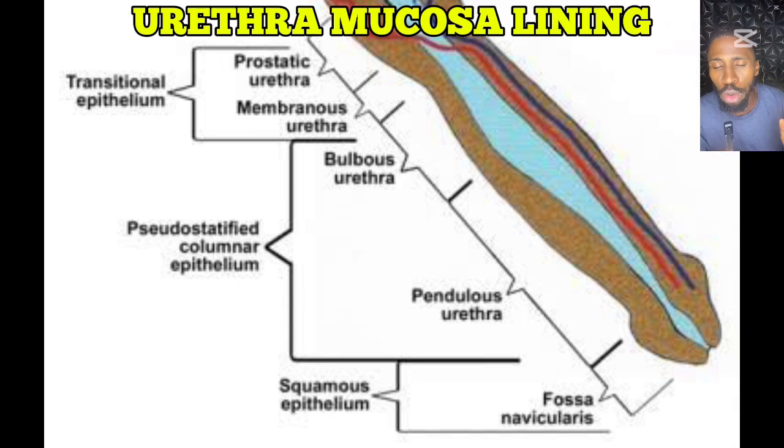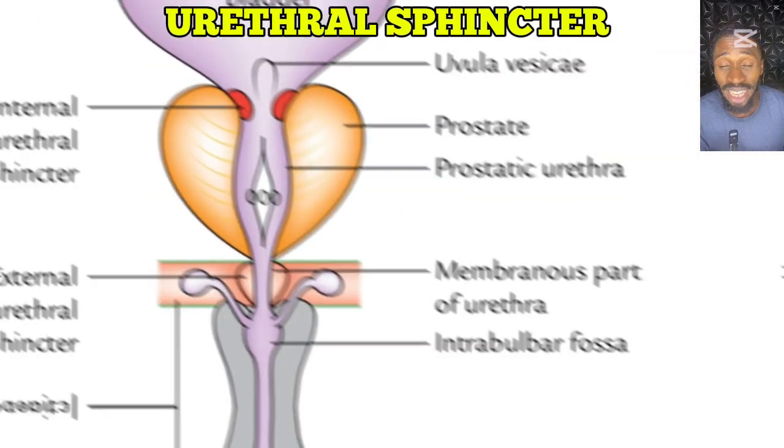While above the superior colliculus is transitional epithelium, the opening, which is the external urethral orifice, is lined by stratified squamous epithelium. Don't forget it.